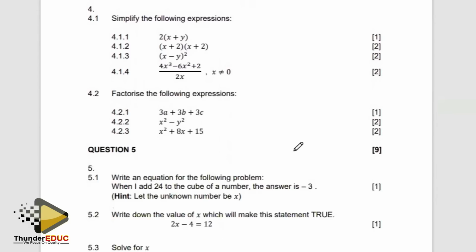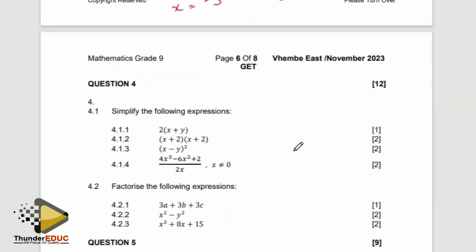Question number 4, we need to open up brackets here, simplify the following expressions. So these two must affect everything that is inside the brackets. So 2 by x will give us 2x, and then 2 by y will give us a 2y. That should be our answer. We cannot add this together because they are not like terms.